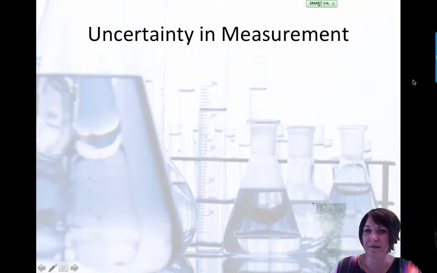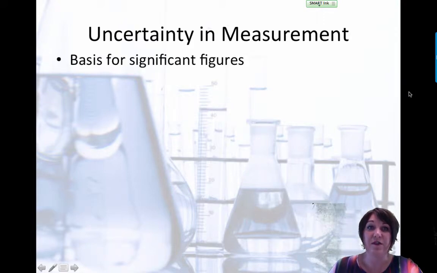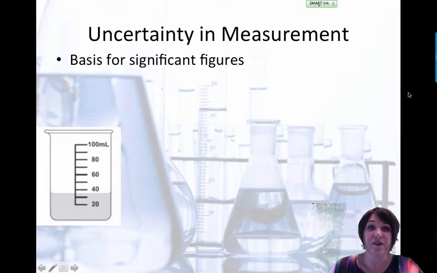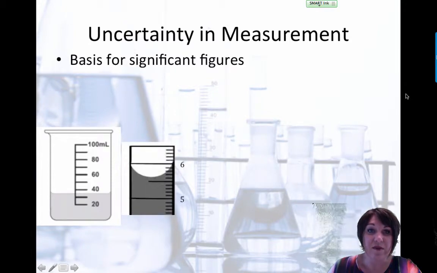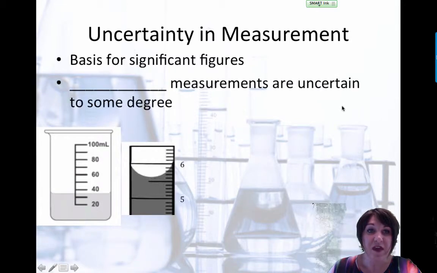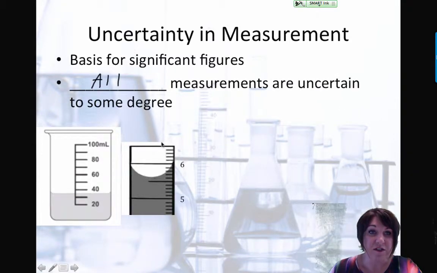Got it? Okay. So first we're going to start with every measurement we make is going to have some uncertainty built in. It's the basis for where significant figures come from. So if I'm going to measure the volume of something in a beaker, it's not going to be the same as measuring the volume of something in a graduated cylinder. Both of them have some built-in error. All measurements are uncertain to some degree.